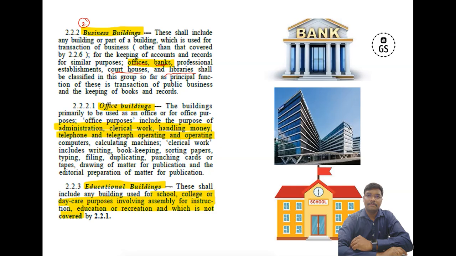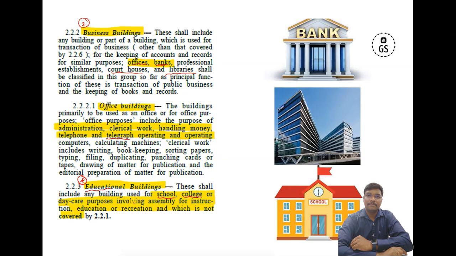Office buildings are for administration purposes, or any kind of operating buildings, like telegraph operating. These generally come under office buildings. Then, fourth, we have educational buildings. Under educational buildings, we have schools, colleges, daycare, or any kind of recreation or educational purpose.